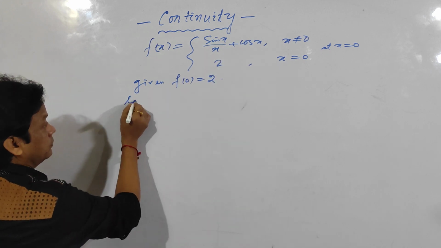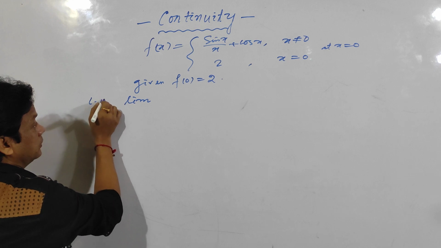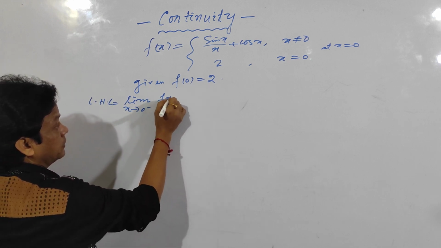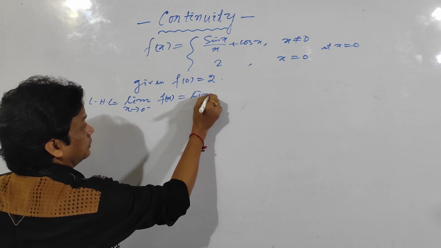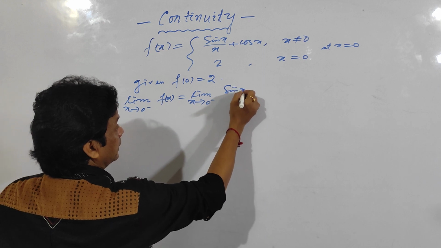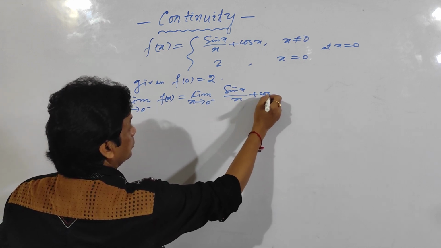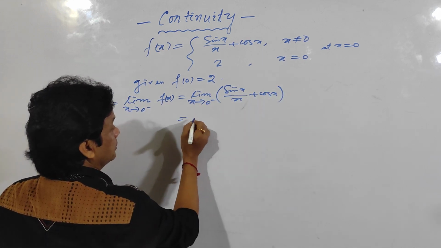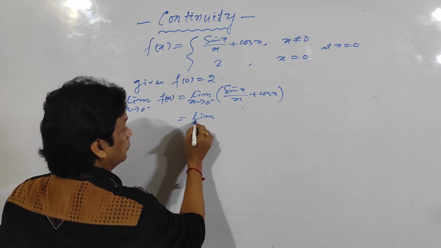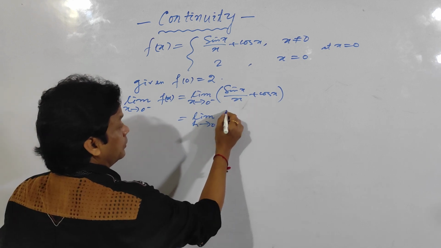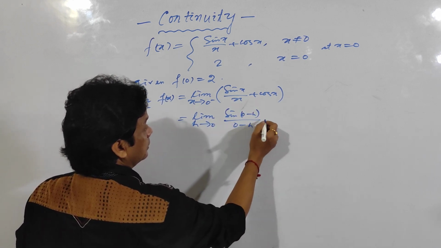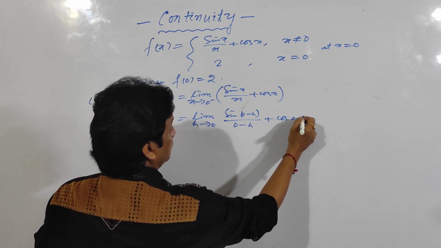So let us find out. So limit LHL, left hand limit, x tends to 0 minus f of x. What is f of x? Sin x by x plus cos x. So you should put a bracket here always. So limit x tends to 0 minus, directly I am putting x tends to 0, so it will be sin of 0 minus h divided by 0 minus h plus cos of 0 minus h.